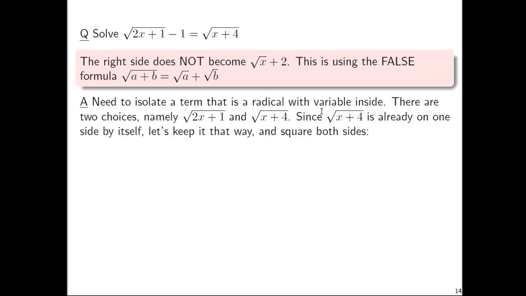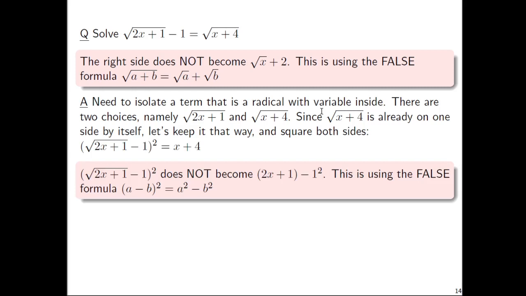Instead, we need to isolate a term that's a radical with a variable inside. There are two choices. Either the root 2x plus 1 should be on one side by itself, or root x plus 4 should be on one side by itself. But in the equation we're given, root x plus 4 is already on one side by itself. So let's just keep it that way and just square both sides.